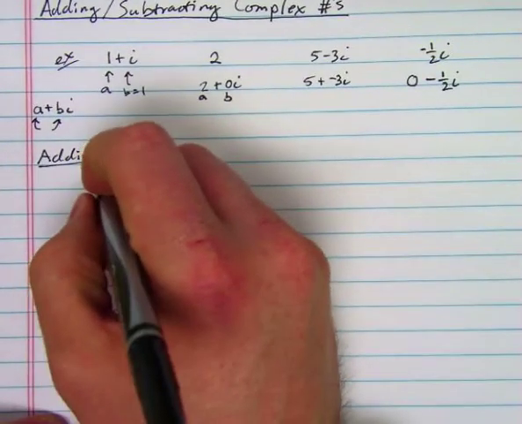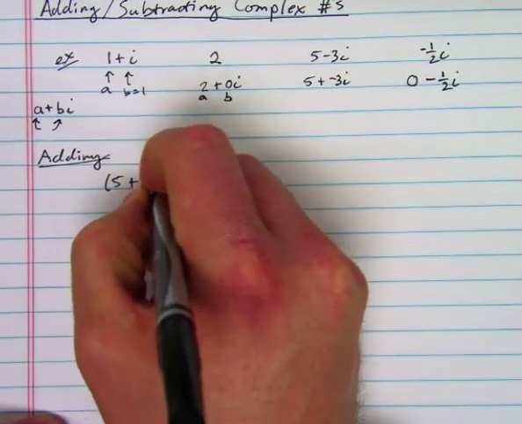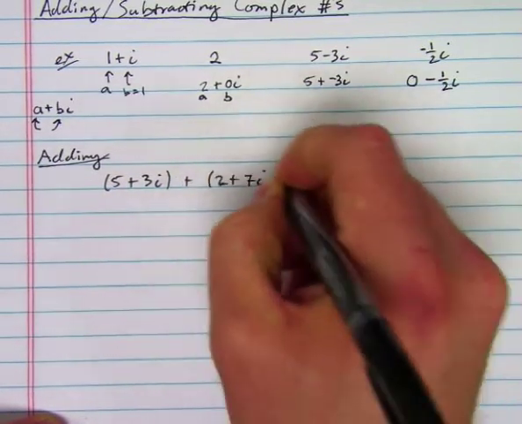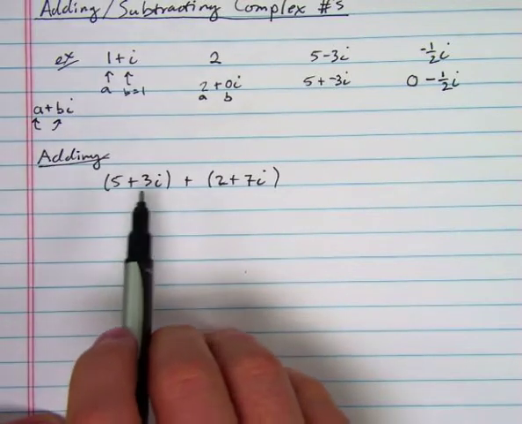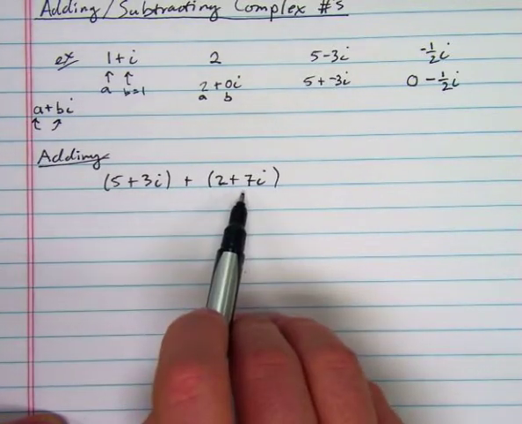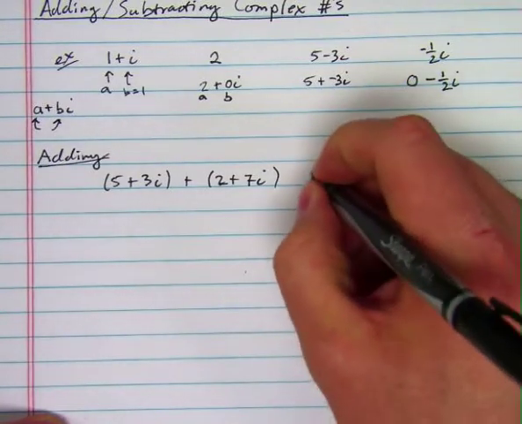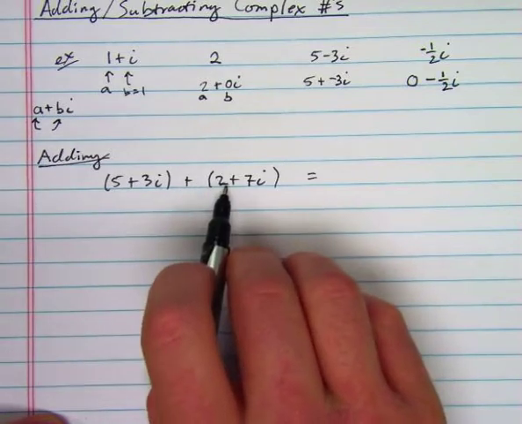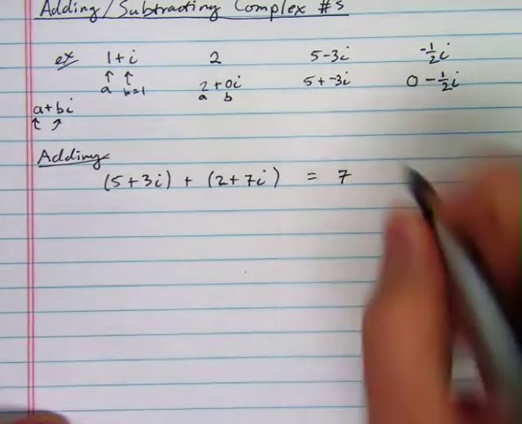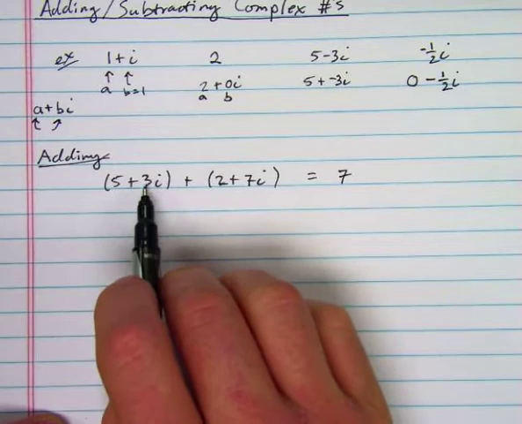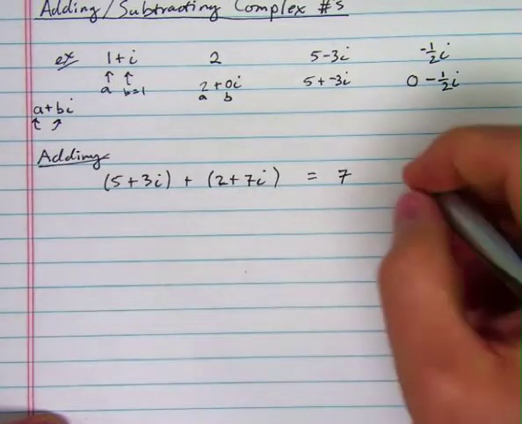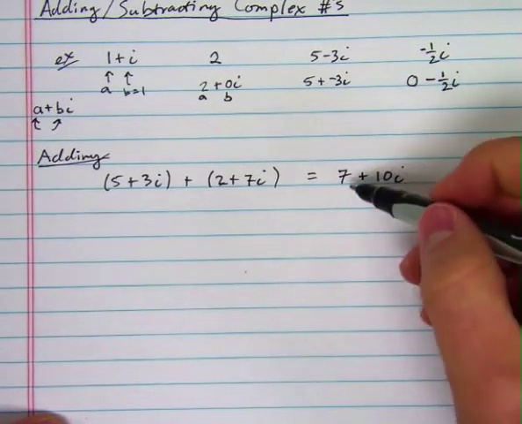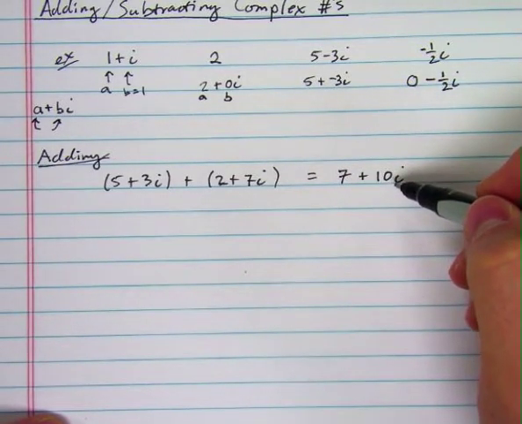Alright, so for example, I have 5 plus 3i, and I'm going to add 2 plus 7i. Now those are two different complex numbers. What you do is you just add like terms. I look at my real parts. I have 5 plus 2, that would be 7. And then I look at my complex parts, 3i and 7i, that would be 10i. So my final answer here has a real part 7, a complex part 10.